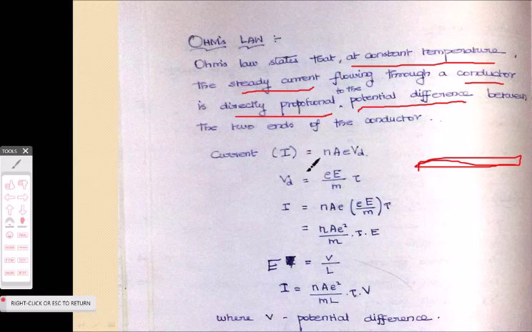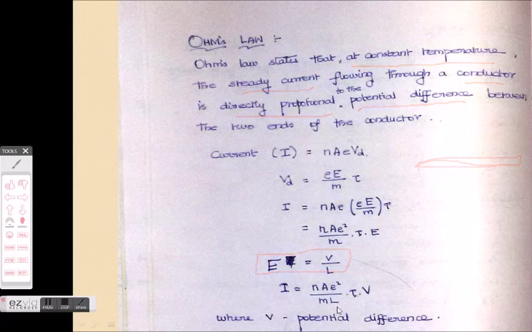Then current I is equal to nAeVd. Vd is equal to eE divided by m into τ. Then I is equal to nAe, and for Vd we put eEτ divided by m. By multiplying these two, we get nAe squared τ by m into E. Then E is equal to V by L. So I is equal to nAe squared τ divided by mL into V, where V is the potential difference.